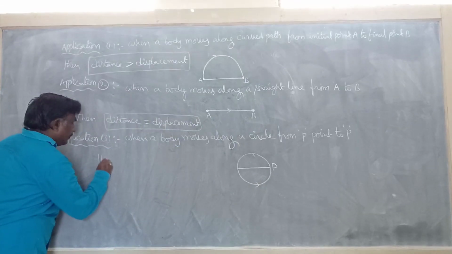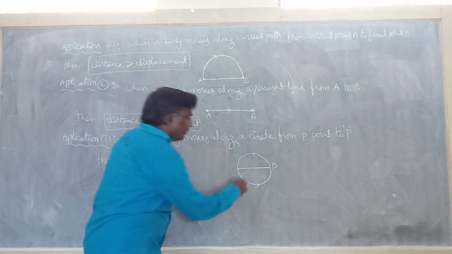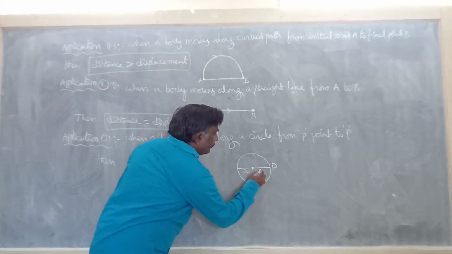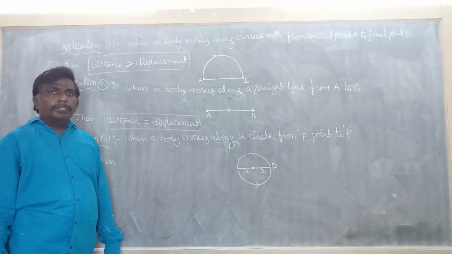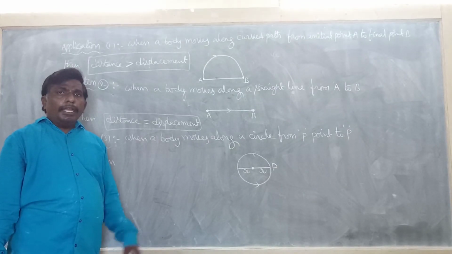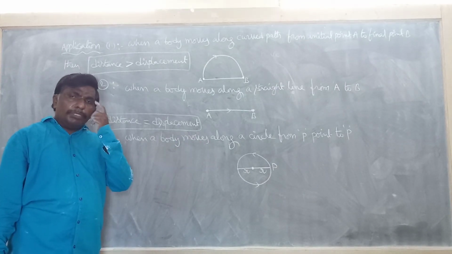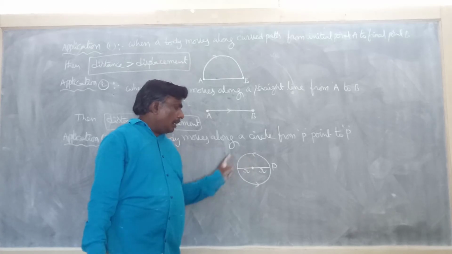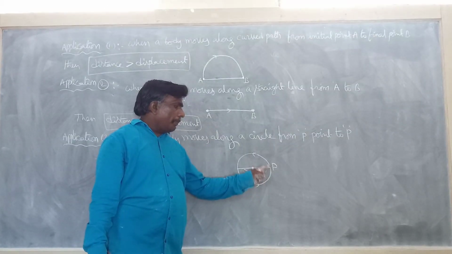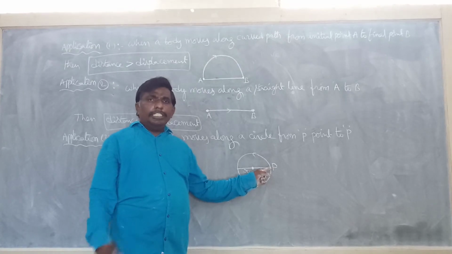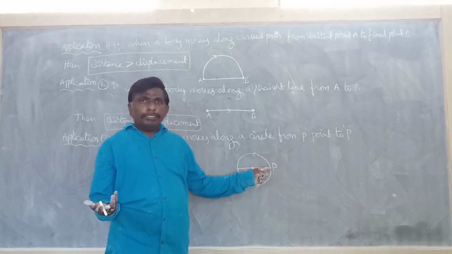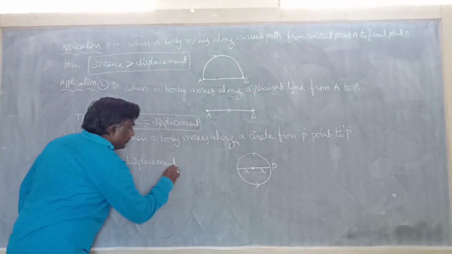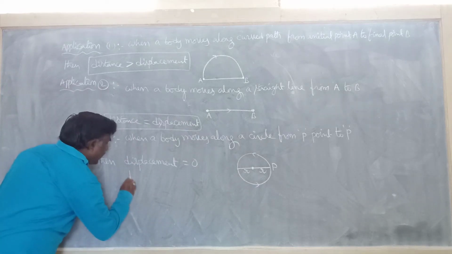Then what about distance? What about displacement? You observe here, displacement becomes 0. How does displacement become 0? When a body moves along a circular path from point P to point P, there is no displacement. Displacement is equal to 0. What about distance?